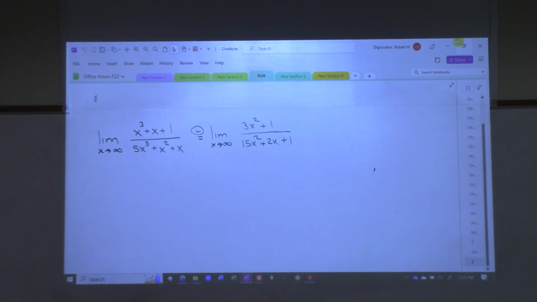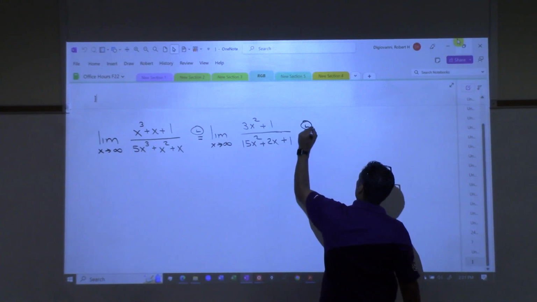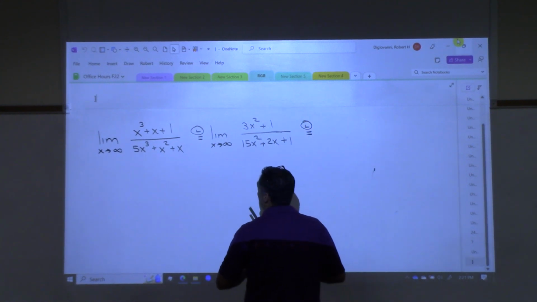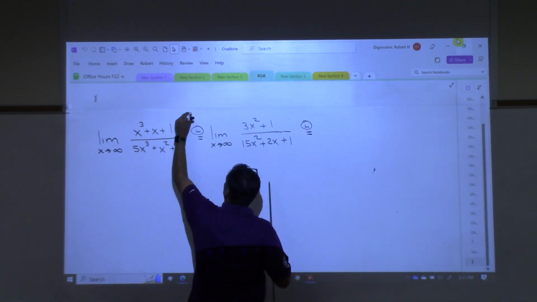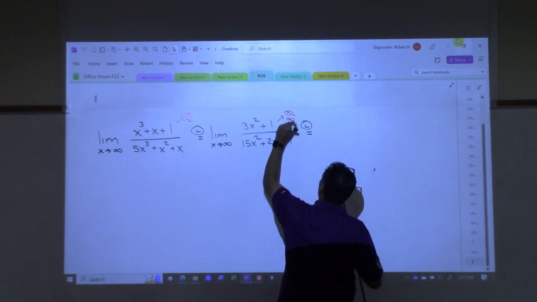You can keep going. As long as you have 0 over 0 or infinity over infinity, you can keep going. So I'm going to use L'Hopital a second time. All right, I should be pointing out here that this one's giving infinity over infinity. This one is giving infinity over infinity. So I'm applying L'Hopital a second time.